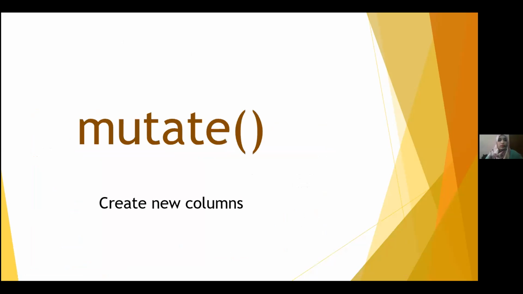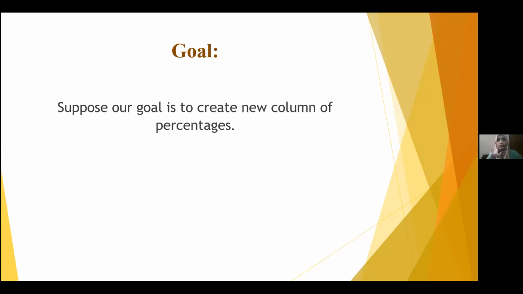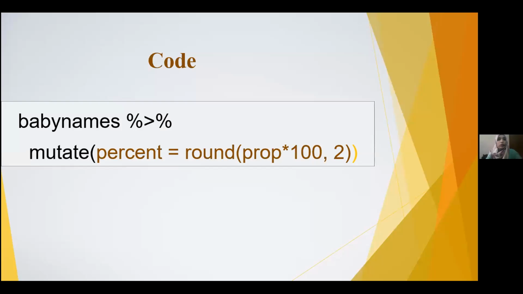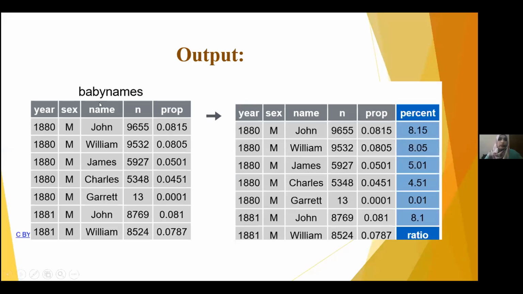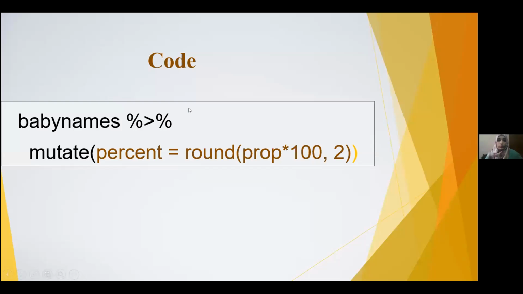Okay. Next, let's see what is the utilization of mutate. Mutate creates new columns in the data set. Let's see, for example, our goal is to create a new column in the data of the baby names. This is the data that you have already seen in the left box. For example, our goal is to create a new column with the percentage. So what will be the code?